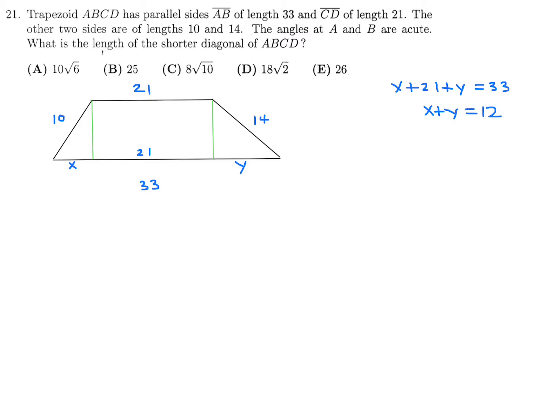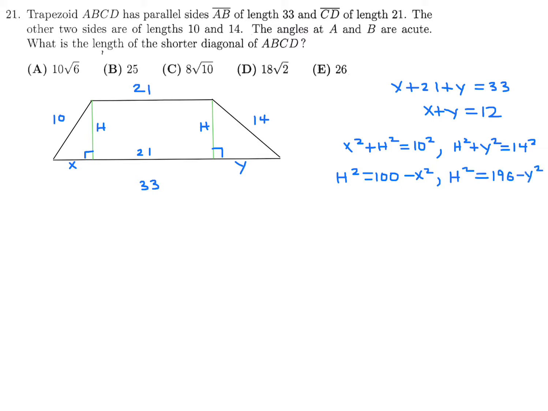And then using Pythagoras, since I've drawn these 90 degrees, we know that if this is, say, the height h, then x squared plus h squared is equal to 10 squared. But we also know from the other triangle that h squared plus y squared is equal to 14 squared. So isolating, h squared is 100 minus x squared over here. And over here, h squared is going to be 196 minus y squared. And then set them equal to each other. So 100 minus x squared is equal to 196 minus y squared.